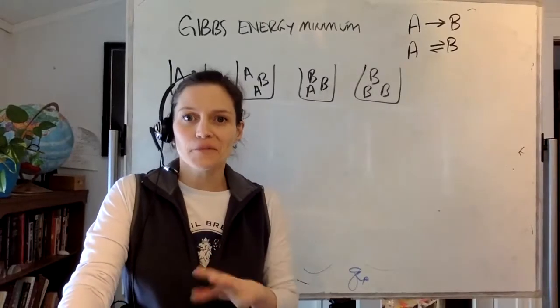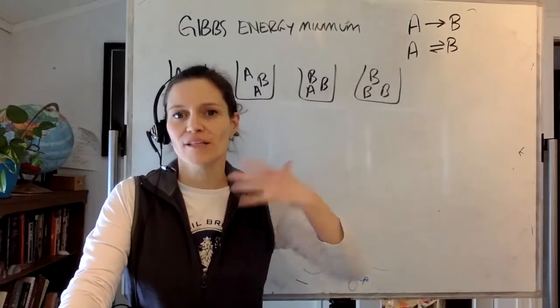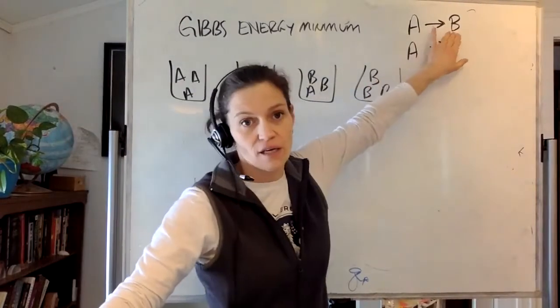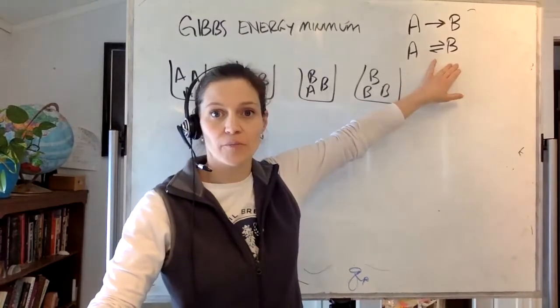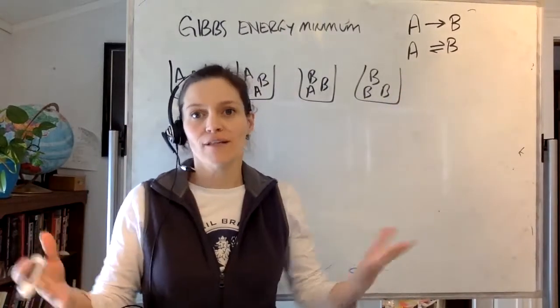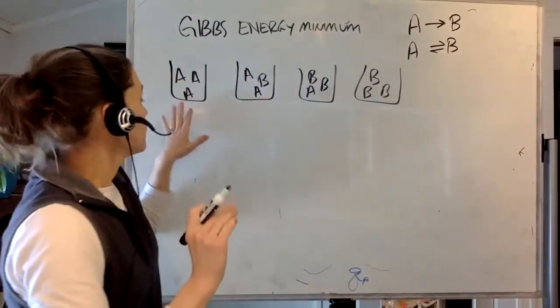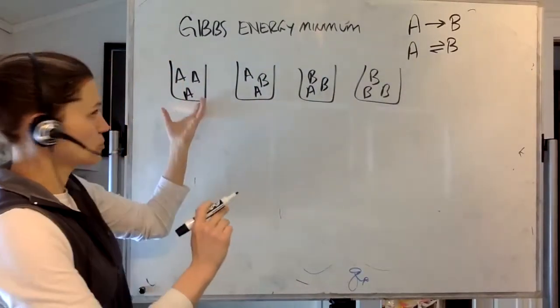Okay, we're going to talk about Gibbs free energy and how we relate that to equilibrium. So the question that I've got is A goes to B compared to A is in equilibrium with B. And how can we quantify this in terms of the thermodynamic potentials that we have learned thus far? Okay, so you have A going from pure A to pure B.